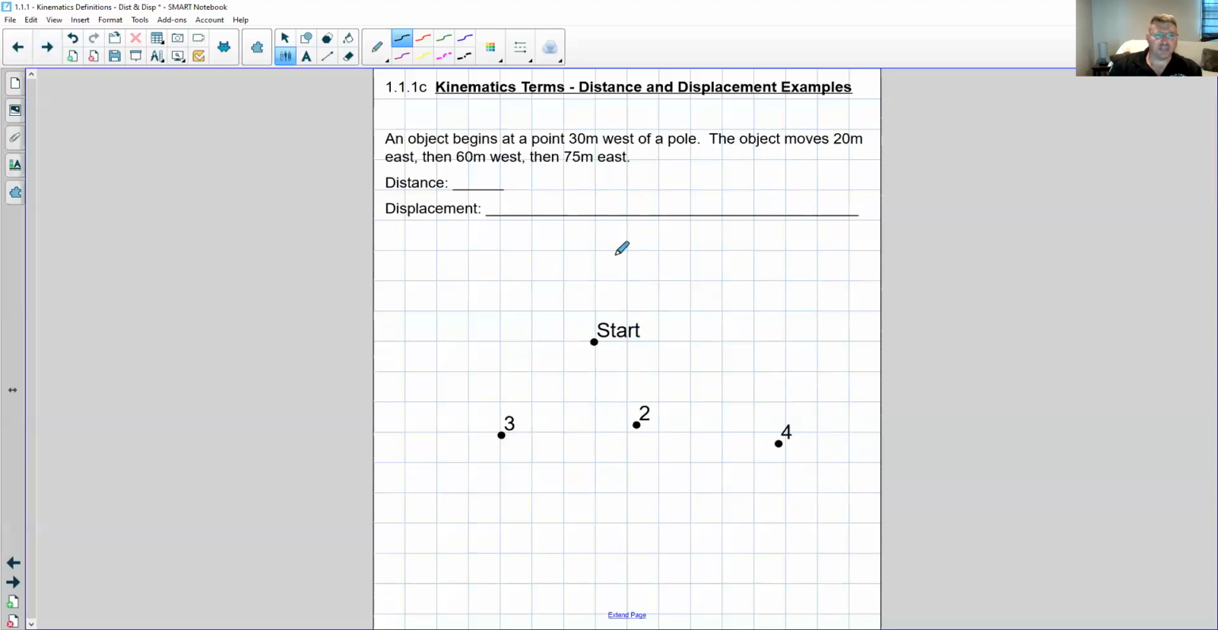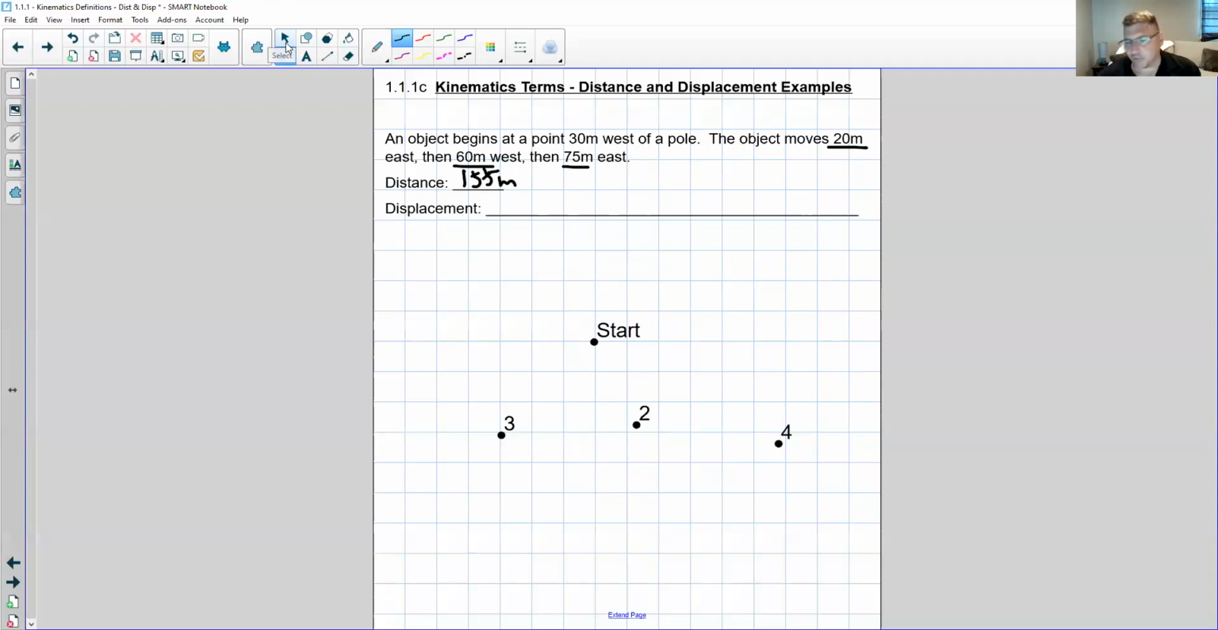All right, an object begins 30 meters west of a pole, moves 20 meters east, 60 meters west, and 75 meters east. So we have 3 motions. We're moving 20, then 60, then 75. 20 and 60 would be 80. 80 and 75 would be 155 total meters of travel.